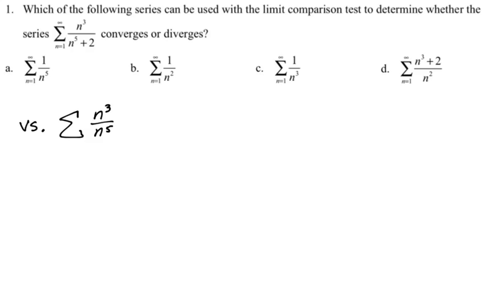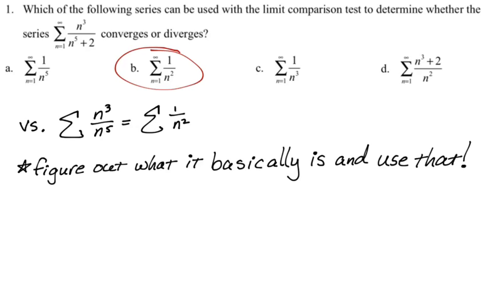And n cubed over n to the fifth would simplify to just 1 over n squared. And 1 over n squared is an answer choice, and I could definitely limit compare with that. And I would find that it converges, but that's not actually the question. So I'm going to circle that. So what you're doing is you're going to figure out what it basically looks like and then use that for limit comparison. But you have to know what it basically looks like does, right?